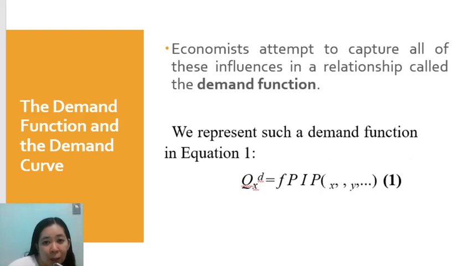Okay, so economists actually attempt to capture all of these influences in a relationship, and they call it the demand function. So this demand function is represented by equation number 1. Okay, so if you could see there in your module and on the screen or the slide, this is the equation that they use to capture all of these influences and their relationships.